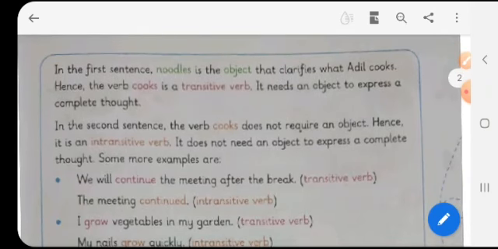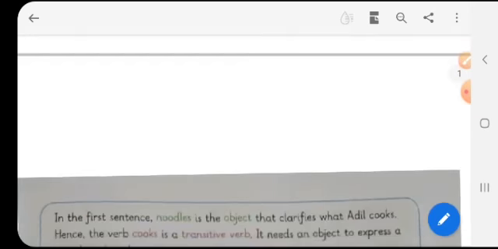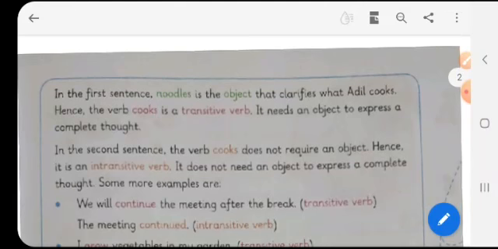Now here we have some sentences given: Adil cooks noodles, Manan cooks well. In the first sentence, noodles is the object. So what does Adil cook? He cooks noodles. So noodles is the object that clarifies what Adil cooks. Hence the verb cooks is a transitive verb. It needs an object to express a complete thought, right?